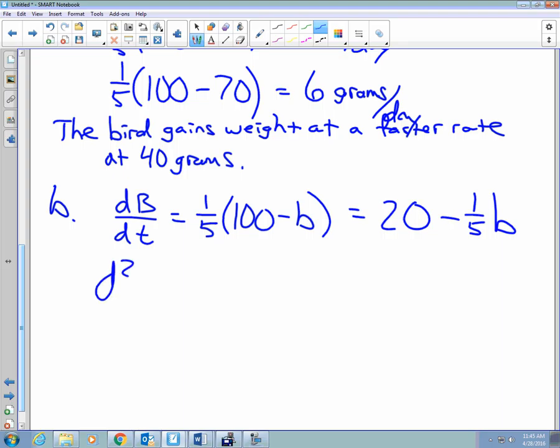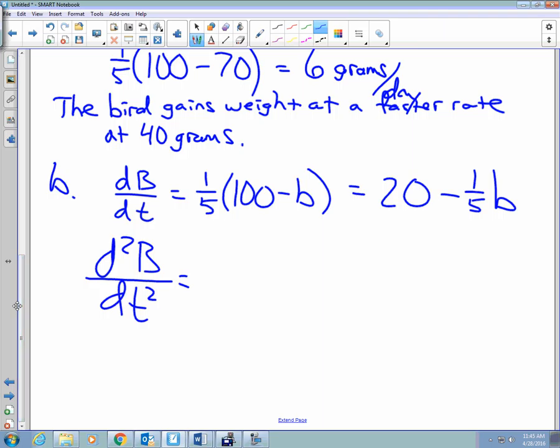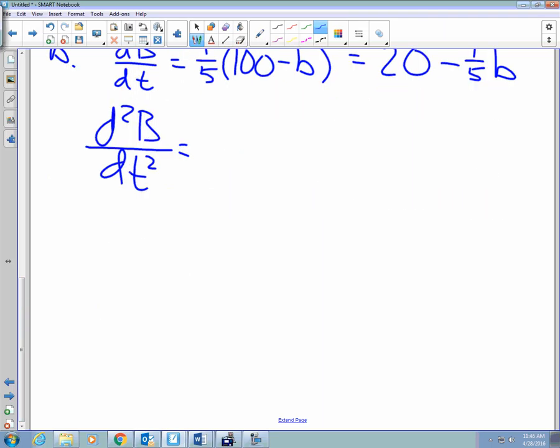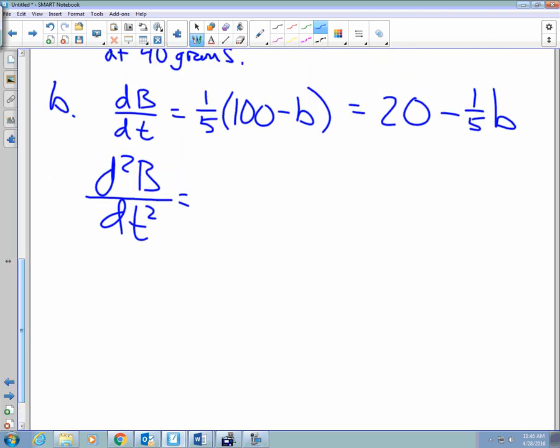So the second derivative, what's the derivative of 20 minus 1/5 B? Negative 1/5. Oh, we're missing something.